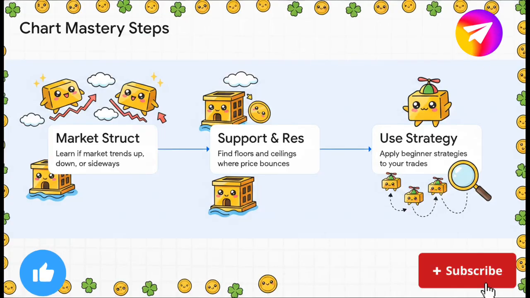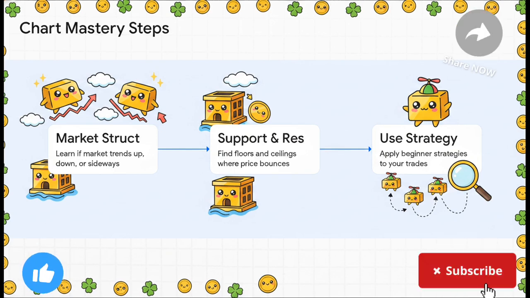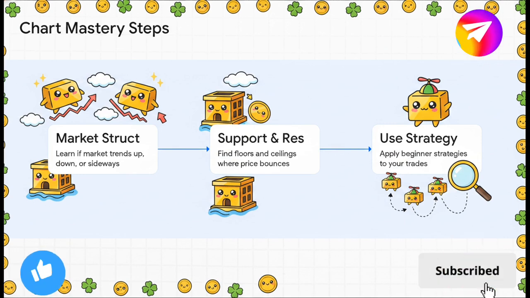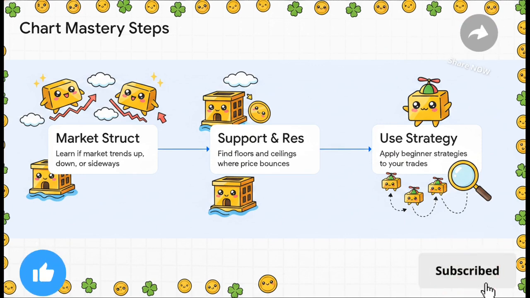Looking at a chart for the first time can be super intimidating. But chart mastery isn't about throwing 50 complex indicators onto your screen and just hoping for a signal. Actually, scratch that. It's way simpler. It's a very logical progression. Step 1 is market structure. This is simply identifying if the market is trending up by making higher highs, trending down, making lower lows, or just kind of chopping sideways.